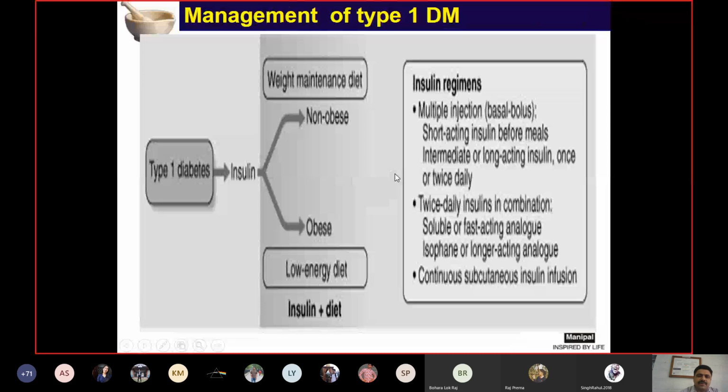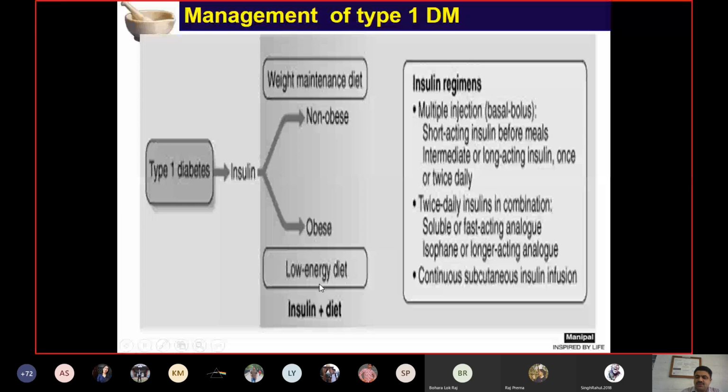Now talking about the management, how will you manage a type 1 diabetes mellitus patient. In type 1 diabetes mellitus, insulin is a must. From the very first class, I have been telling you that for type 1 diabetes mellitus, insulin is given because the beta cell of the pancreas is unable to produce the insulin. So that is why insulin is a must. But remember, if the type 1 patient is non-obese, you have to use a weight maintenance diet, while if the person is obese, then a low energy diet, so that the weight could be lost.